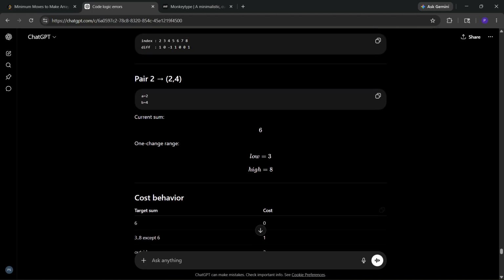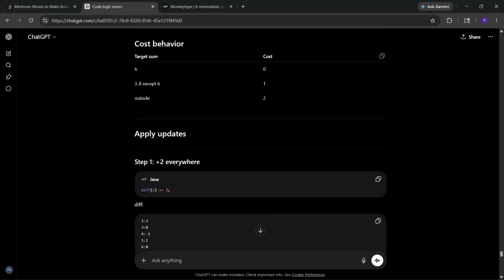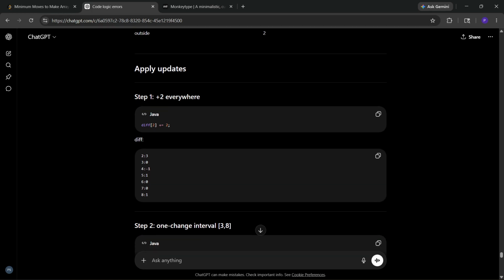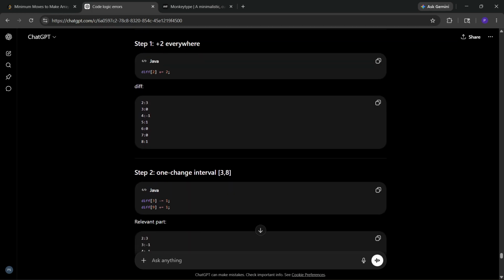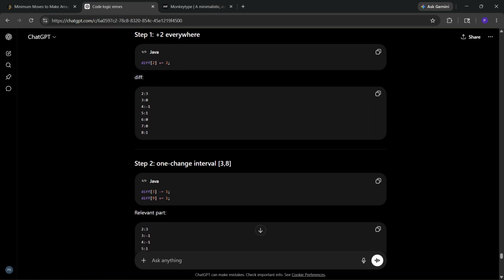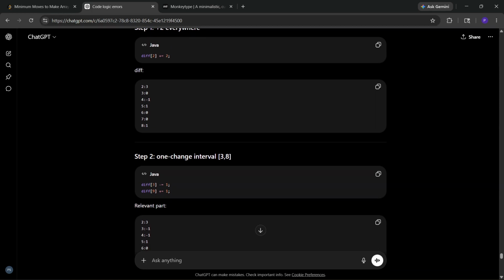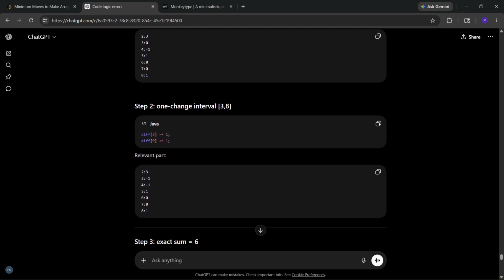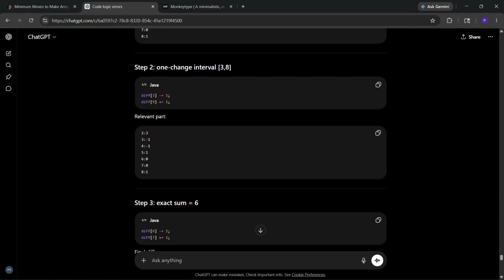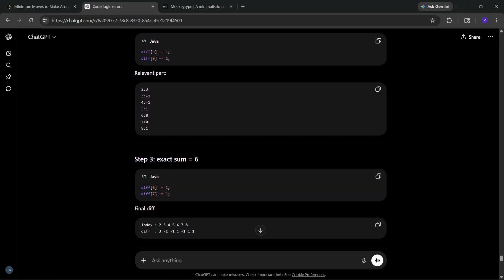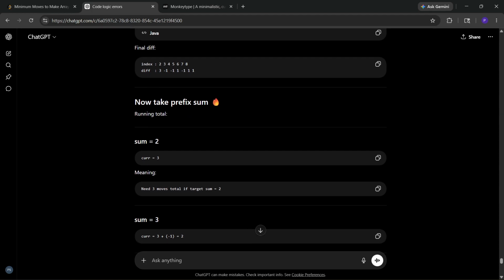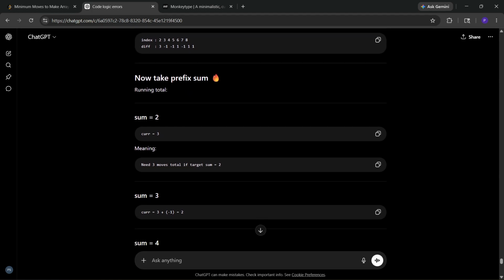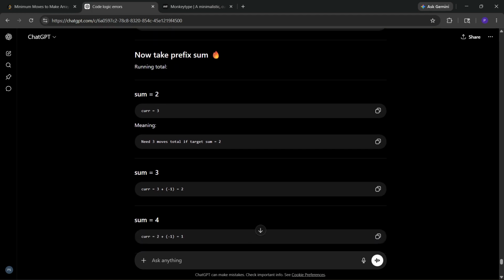First, we changed everything. The updates everywhere plus to the next. And one change in level 3 and 8, 9, 3, 9. 3 moves total if the target sum is 2.